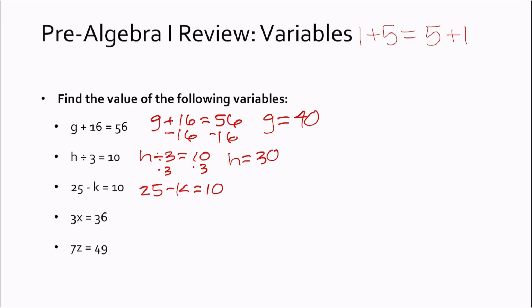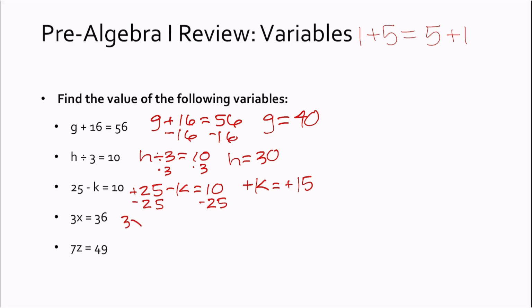Here, it's not as straightforward because I don't have a sign right before this 25. But remember, if I don't have a sign, it counts as a positive number. So what I'm going to do is I'm going to subtract 25 from both sides so that I end up with negative k, and I have to make sure I keep that negative because it's connected to the k, equals negative 15. And now, since they're both negative, they can cancel each other out. So really, k equals 15.